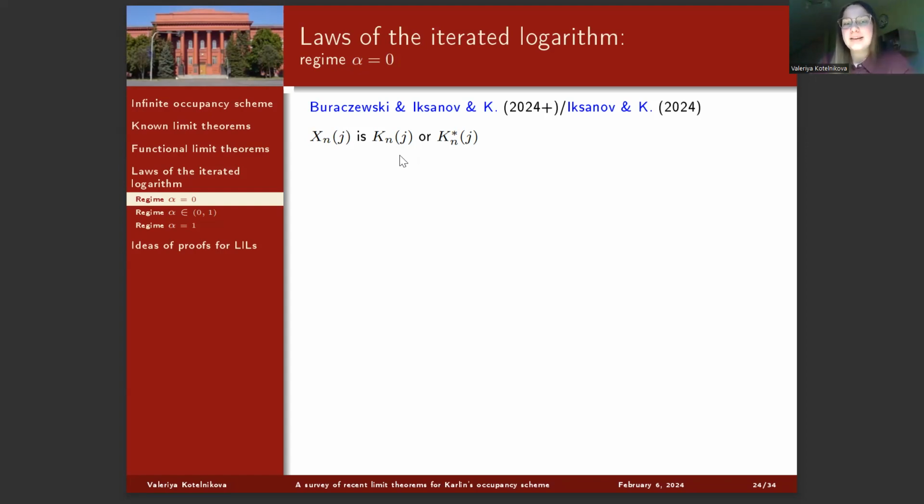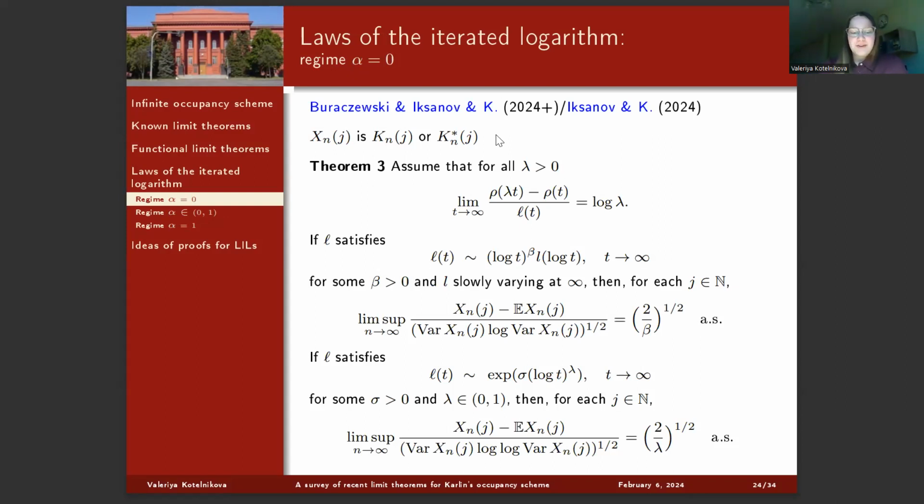I'm going to denote by X_k or X_k star, but it doesn't matter because the limit theorem looks the same anyway. So for the regime when alpha is equal to 0, we proved, under the assumption that the counting function belongs to the Herrn class, such a law of iterated logarithm. Here we weren't able to prove it, like in the previous case, assuming that this auxiliary function L is arbitrary. However, we suggested two different behaviors for this function. First, that it behaves like a logarithm to some positive power beta times another slowly varying at infinity function L.